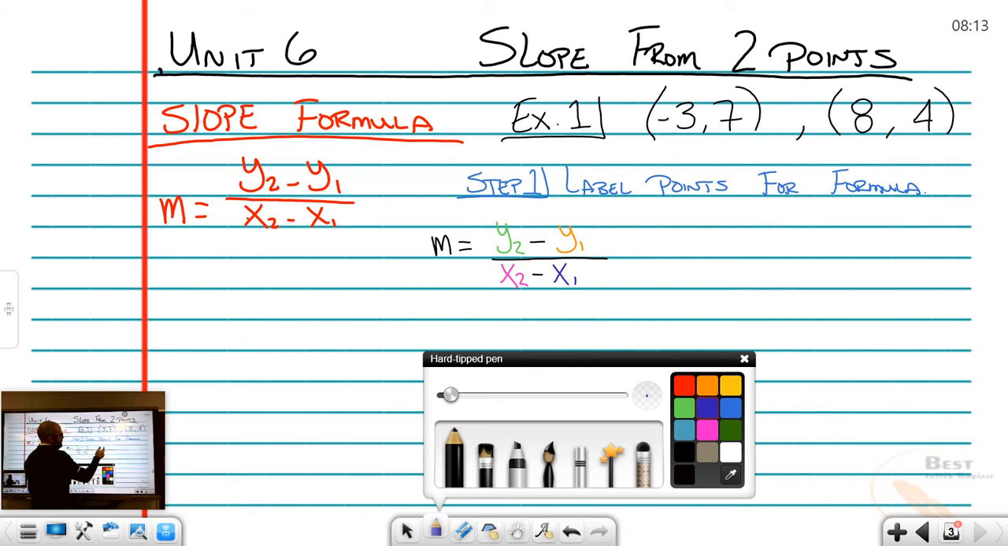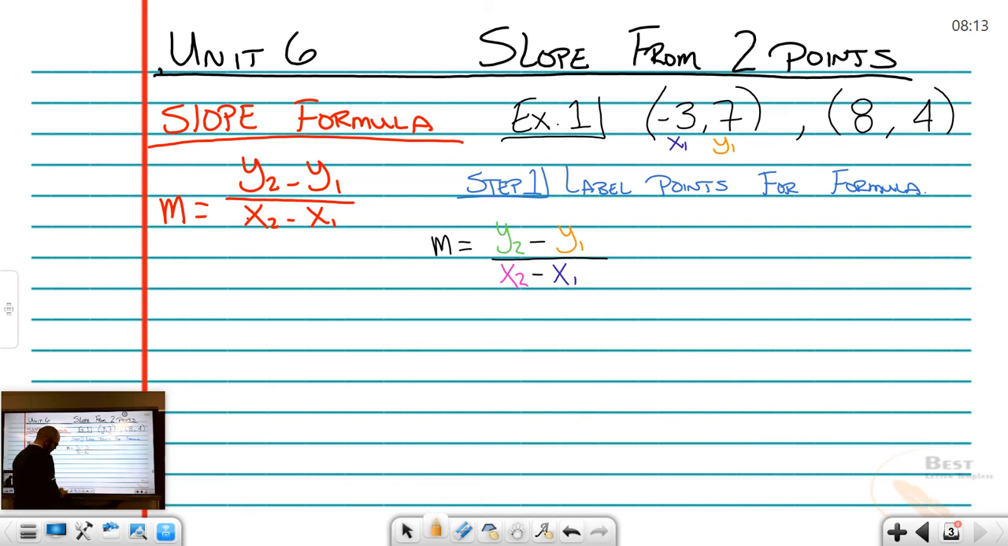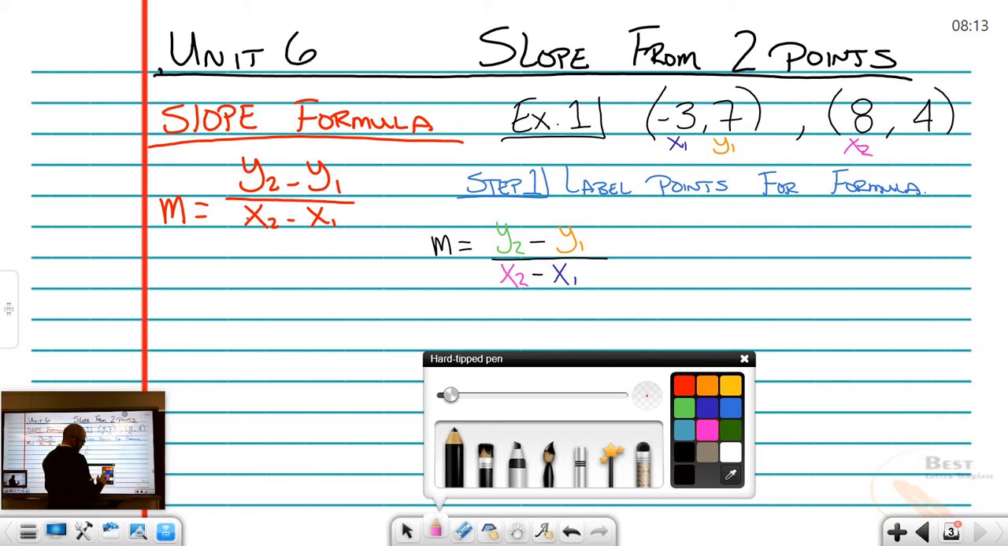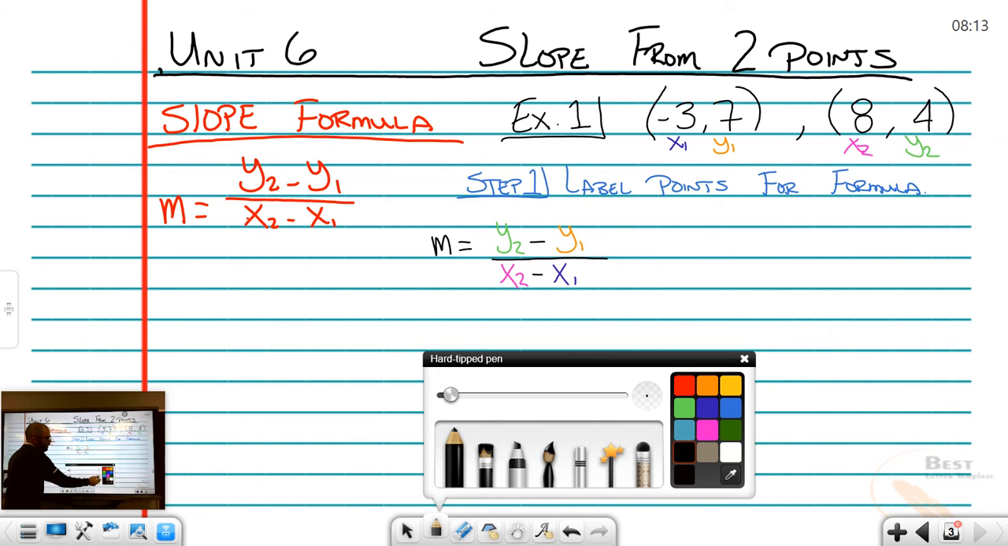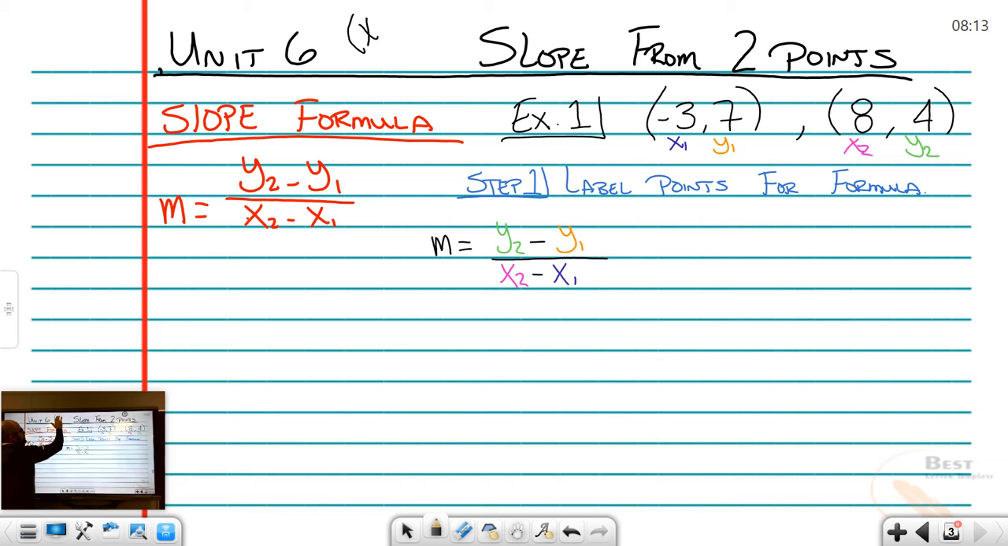So what I mean by label my points is I'm just going to go x1, y1, x2, y2. I just label them. Now, why did I label them x1, y1, x2, y2? Because in a coordinate point, remember your coordinate points are x, comma, y. Every point is x, y. It's always, always x, y. Okay? So each one of these is x, y. I labeled these because now this tells me -3 needs to go where x1 is. 7 needs to go where y1 is.